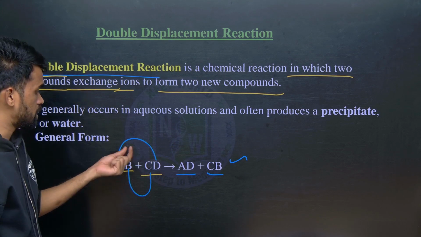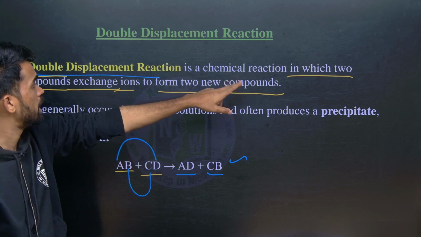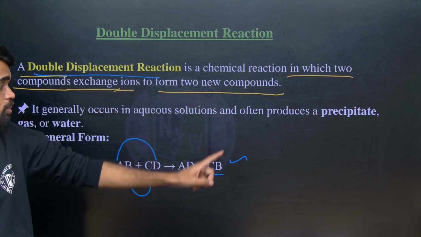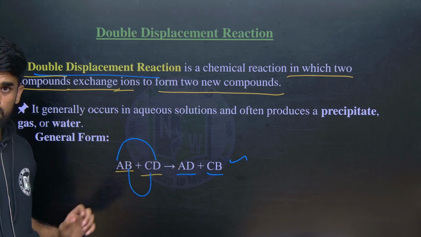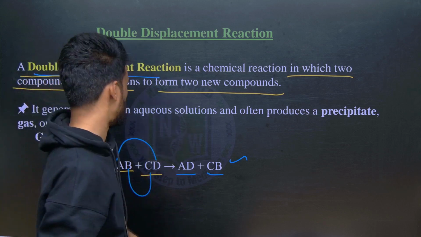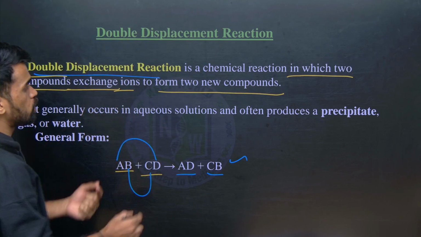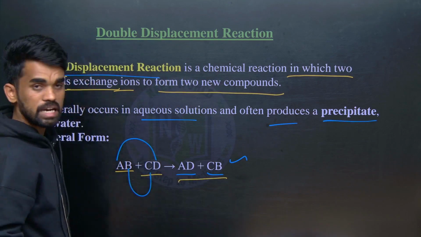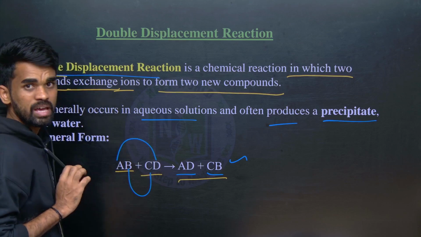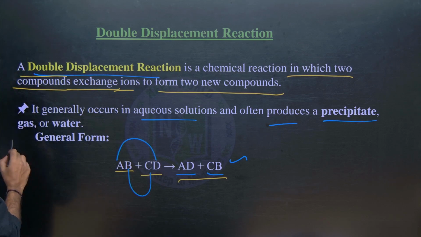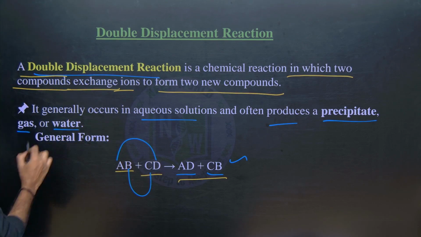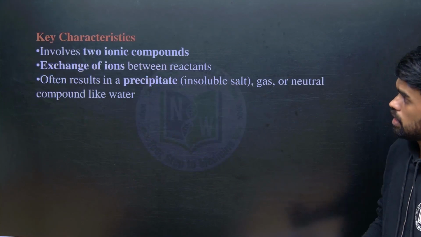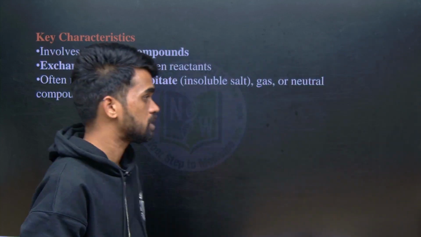Here the two ions are exchanged. The two compounds exchange ions to form two new compounds. Yes, two new compounds are produced here. Okay, I hope this is clear. I will be giving you a few more examples. It generally occurs in aqueous solution and often produces a precipitate. Whenever we get this kind of product, at least one will be a precipitate, or sometimes a gas, or sometimes water is also formed. This is the general reaction I have shown you. Let us see some characteristics and then some examples.